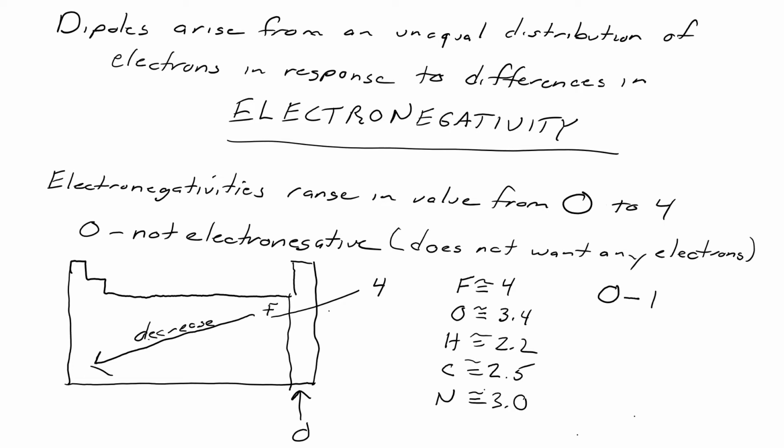All right, so let's say we bond together an oxygen and a hydrogen. Between these two, which is the more electronegative? You can look at the values I put on the slide here. Oxygen, about 3.4. It's actually pretty highly electronegative. It's one of the highest ones, right behind fluorine. Hydrogen, 2.2. But there's a difference, isn't there? There's a difference of about 1.2.